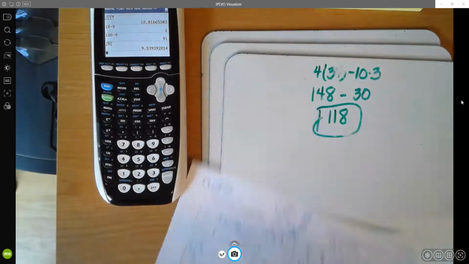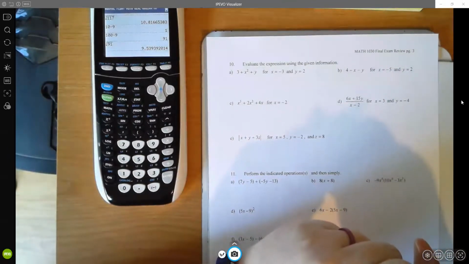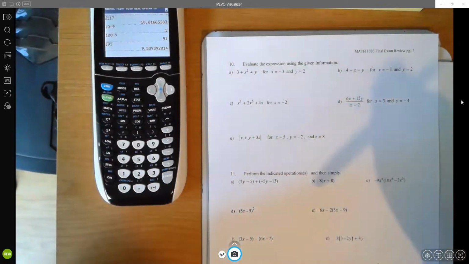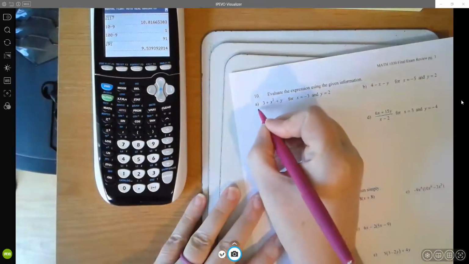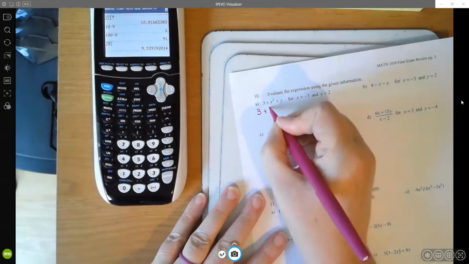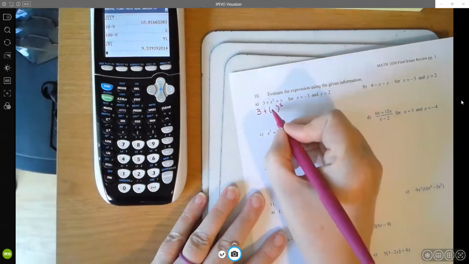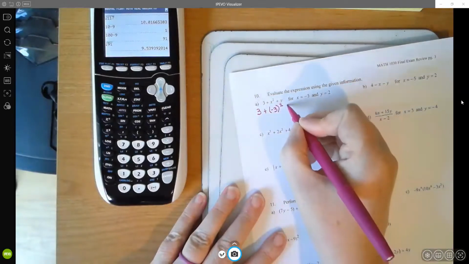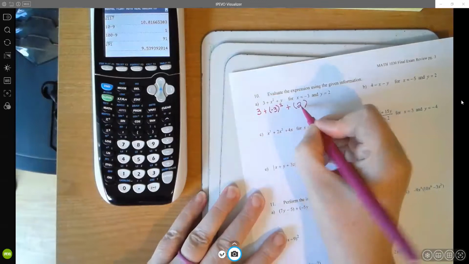So now let's flip over to the next page, the third page, which is problem number 10. In problem number 10, we're asked to evaluate the expression using the given information. In this case, we have 3 plus x squared plus y, and we're given the values x equals -3 and y equals 2. So that means we're going to go 3 plus, and I'm going to put parentheses and a squared, and in place of that x, I'm going to put a -3 plus parentheses for my y, and in place of that y, I will put a 2.